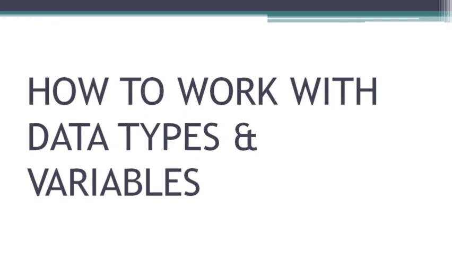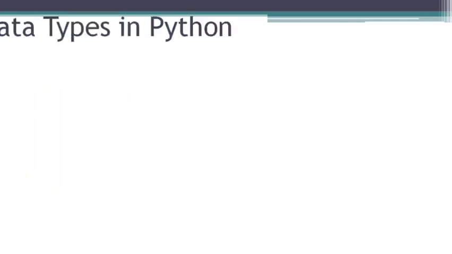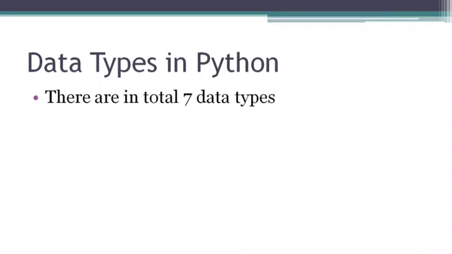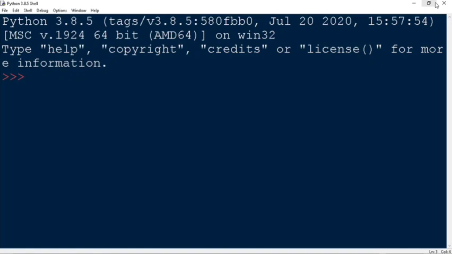Data types and variables in Python. Python has 7 data types, and they are numbers, also called numerical data types. A numerical data type holds a numerical value. In numerical data type, there are 4 subtypes as well. Following are the subtypes of numerical data type.